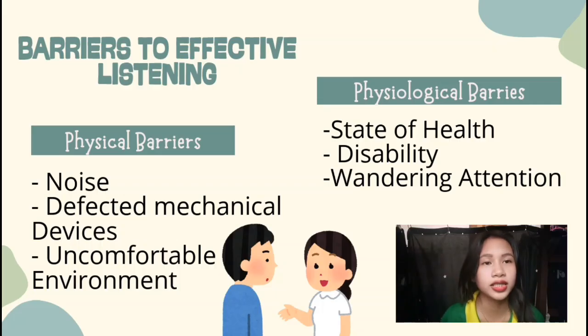Now, let's move on to the second barrier, which is the psychological barrier. These are the internal factors related to the listener's body or state of mind. First, we have the state of health. These are the physical elements that reduce concentration, like a headache. The next is the disability, a hearing impairment. An example is a person with a hearing disability. Then lastly is the wandering attention. This is the mind drifting away from the message, for example, a person talking but your mind is preoccupied.